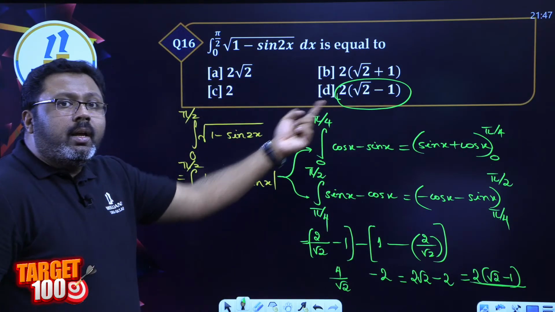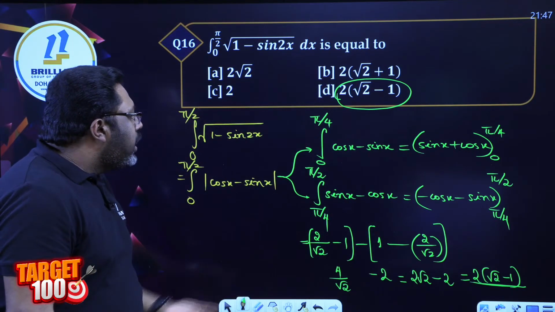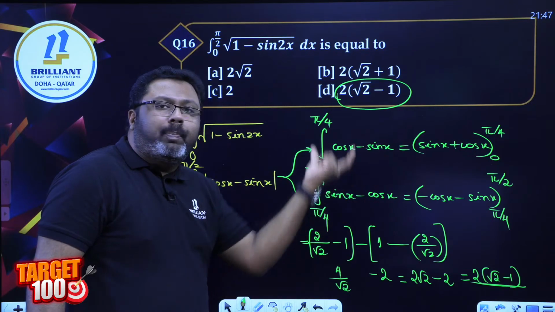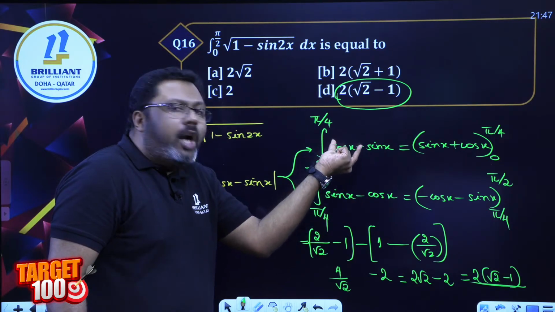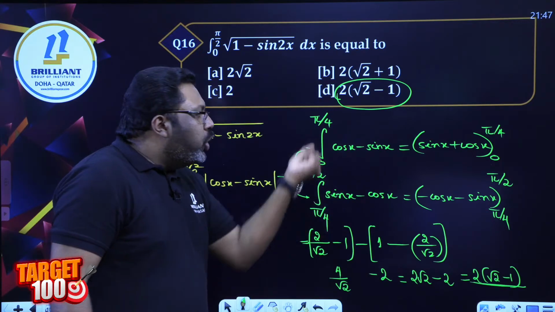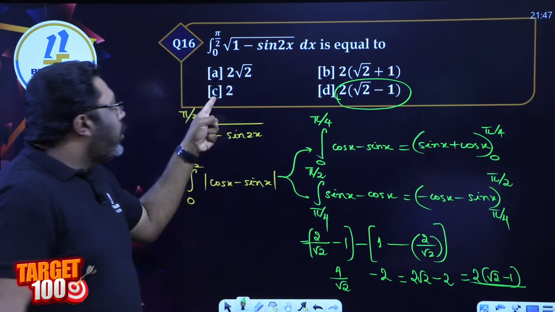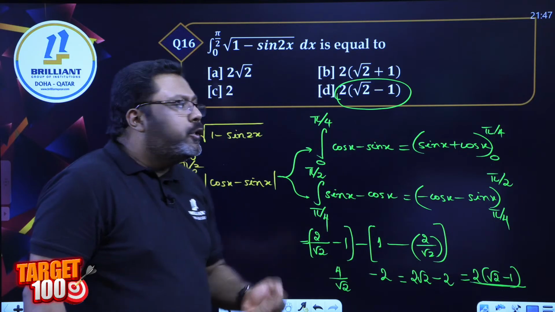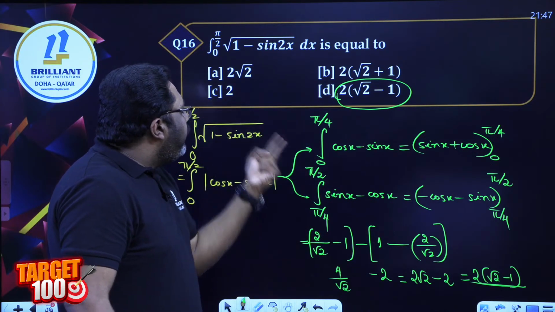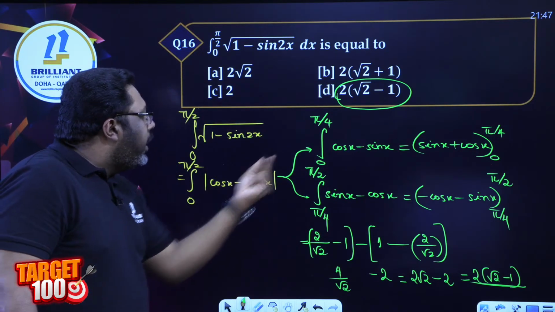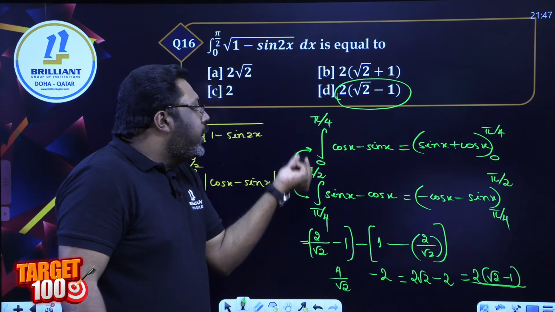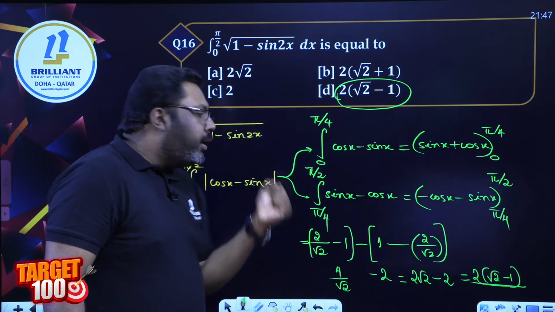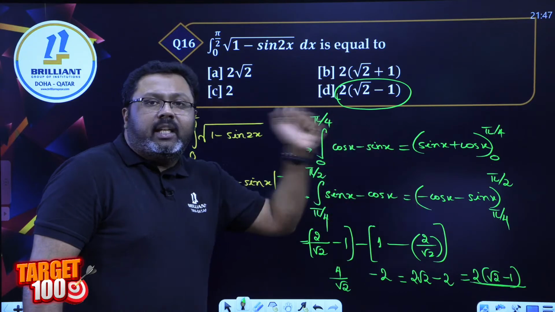This is your answer. But the common mistake you're going to make is that you will not split this into two parts. You will do it right away and you will come to the answer 2. You will not get that 2 root 2 form. So please remember, you have to split it as a modulus of two parts. Remember, 0 to pi by 4 is the positive part. Pi by 4 to pi by 2 is the negative part.